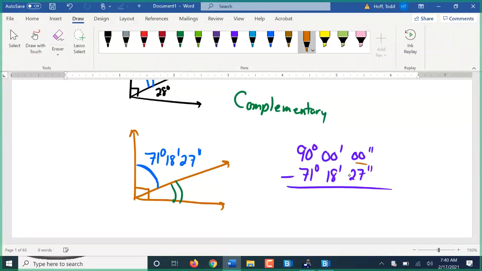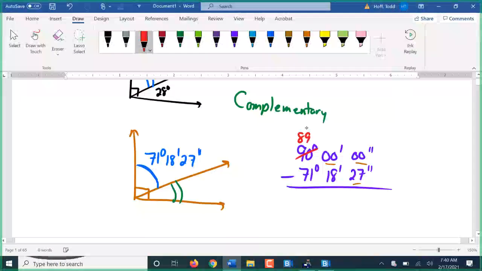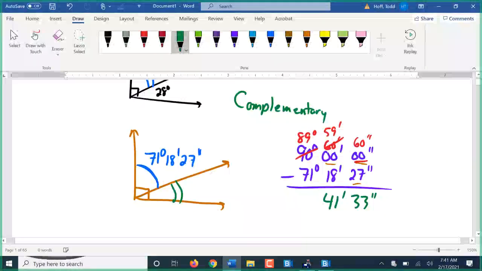We can't do 0 minus 27. We have to borrow. There's nothing here to borrow from. Borrow from the 90. That's 89 degrees. We've borrowed 1 degree, which makes this 60 minutes. Didn't over here yet, so we're going to borrow from the 60 to make it 59. It's now 60 seconds. Now we can subtract. What is 60 minus 27? 33 seconds. 59 minus 18? 41 minutes. And 89 minus 71? 18 degrees. So 18 degrees, 41 minutes, 33 seconds.